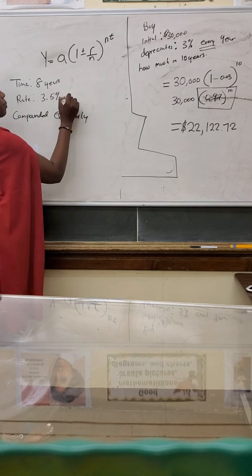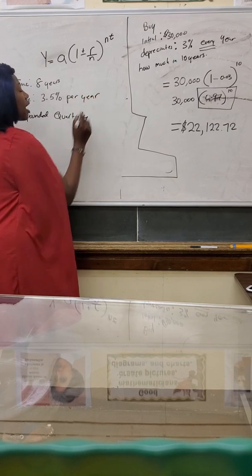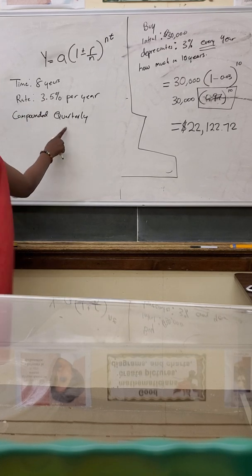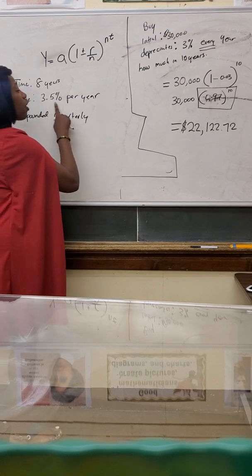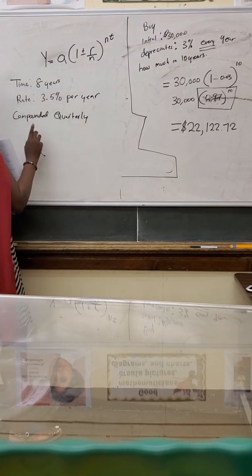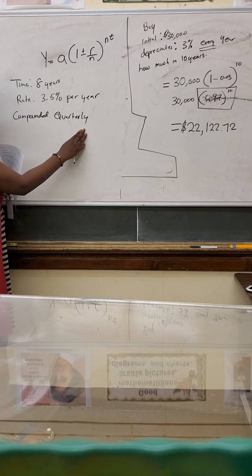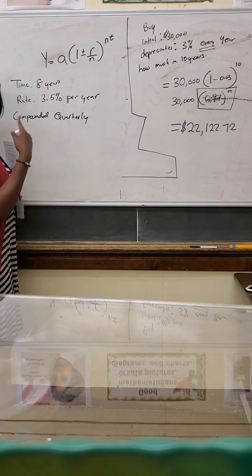What that means, and this is per year, is that we need to take this per year percentage rate and find out what the actual percentage is when they're calculating it each quarter. Since this is for the whole year, we're going to have to divide it by 4 to find out what the actual rate is each time they calculate the interest.